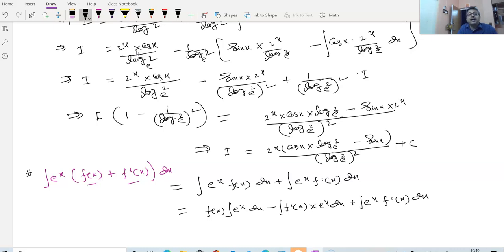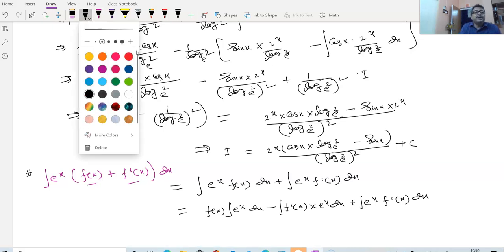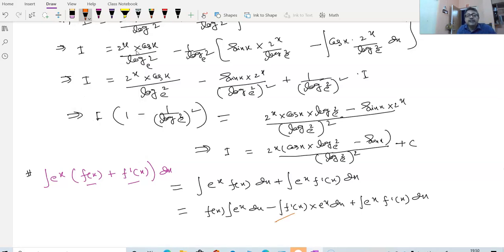If someone says that I'll use by parts on it, then my suggestion for them is that you take f dash x as the second function, because its integration yields this one, it gets cancelled. So the advantage you got here, if you have split it as the sum of two integrands, is that this integrand is getting cancelled with this one. The answer is f(x) into e to the power x remaining over there.